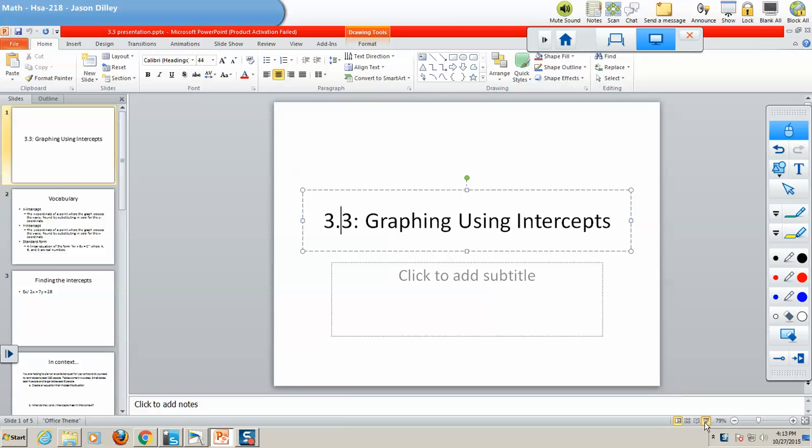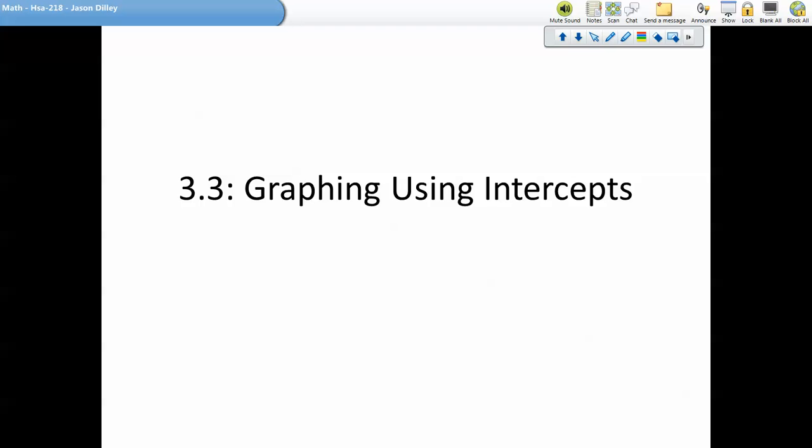We are graphing with intercepts today, and we kind of did this a little bit in the last video where we were plugging in numbers, and I showed a quick example at the end about how we can do it with intercepts. We're going to do it more algebraically today, with that specific purpose. We're also going to do an in context problem so we understand exactly what we're looking at and what it means.